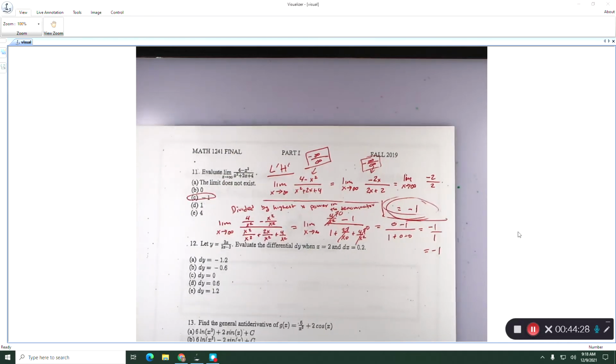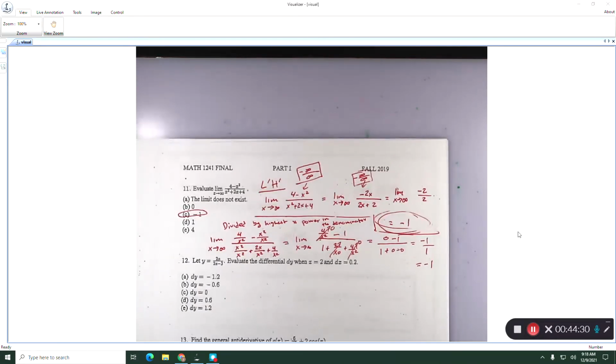Now, for number 12, we shift gears, and it says, let y equals 2x divided by 2x minus 3. Evaluate the differential dy when x is equal to 2 and dx is equal to 0.2. Now, you'd be like, where do I start here? Well, this is where symbolism comes into play.